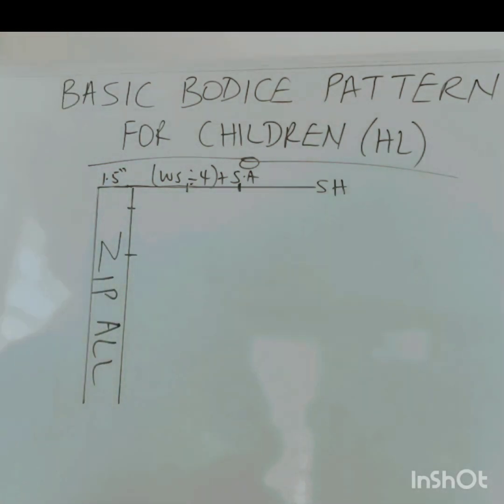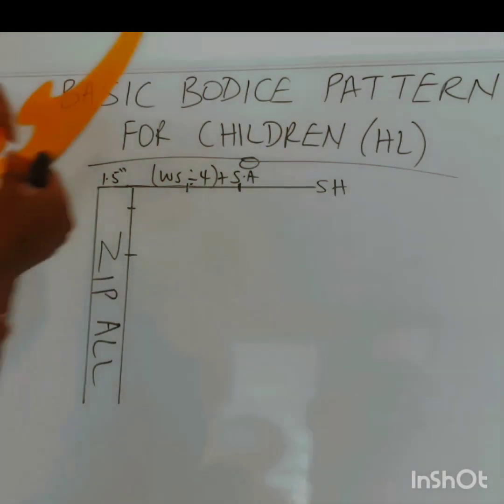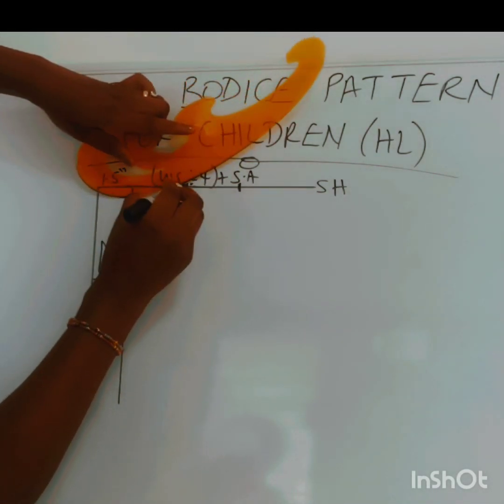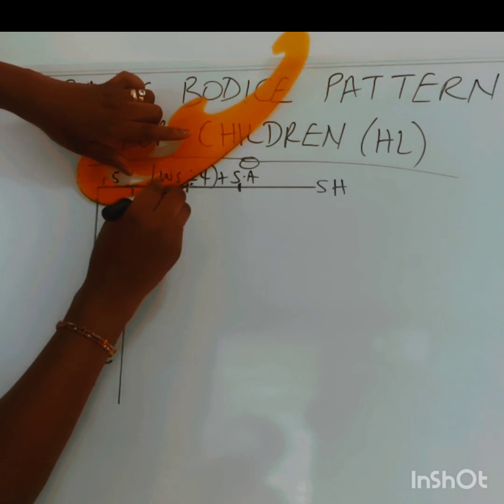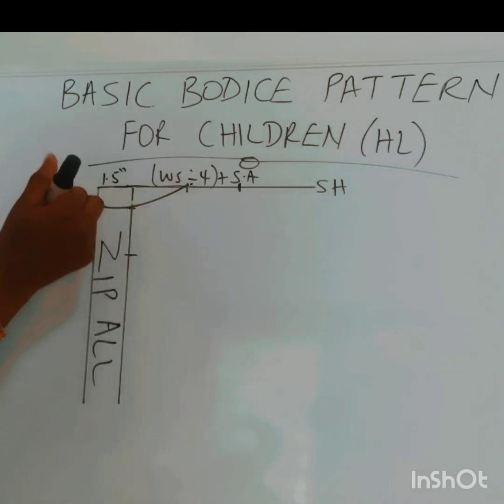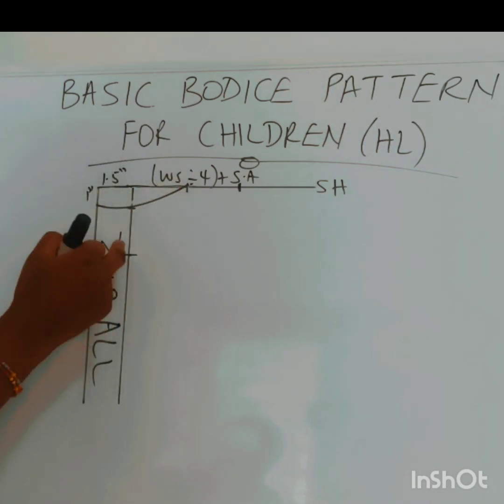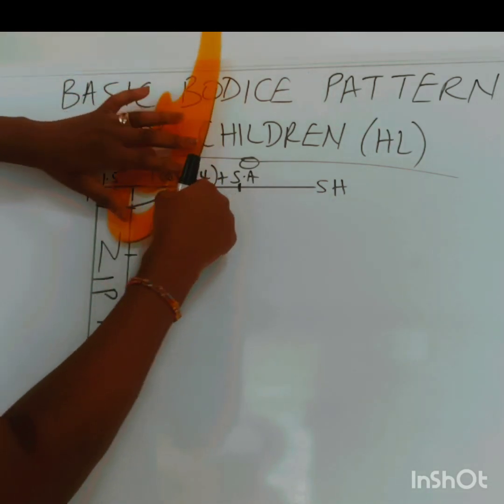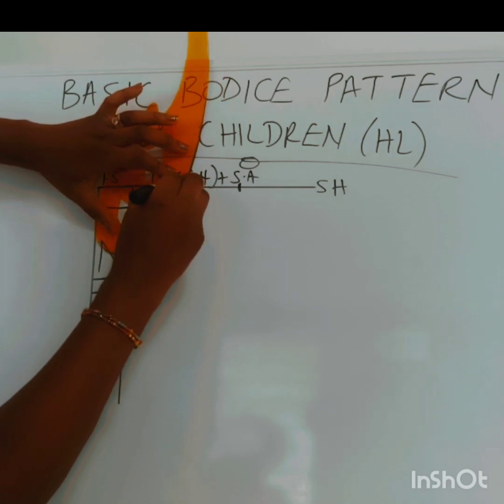So you can use your French curve. This first one is for the back, because I'm drafting both the back and the front together. So this is for the back, this is 1 inch. And then this is for the front, 3 inches.